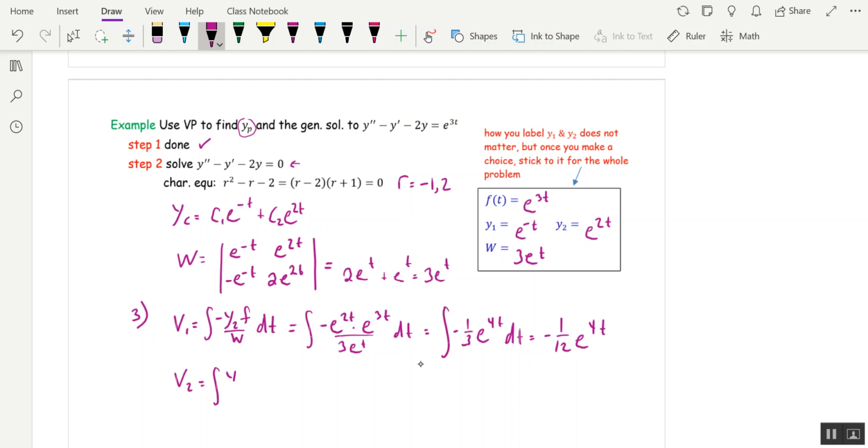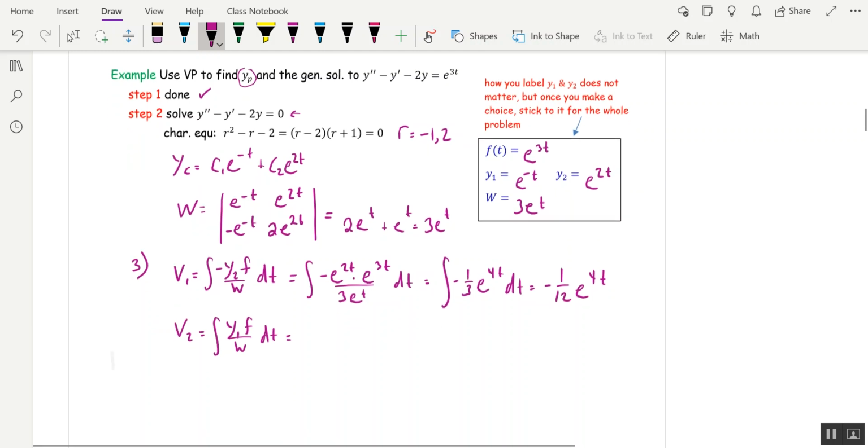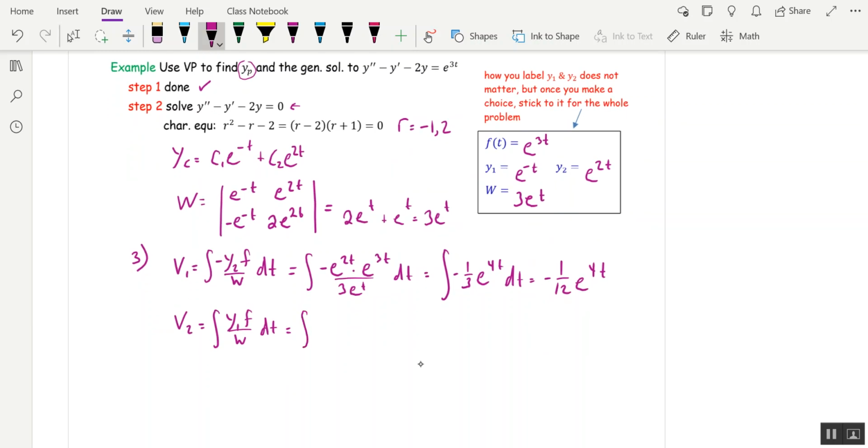v2 is the integral of y1 f over W dt. I suggest you write these formulas down each time you use them, and it just helps you to remember them. This is the integral of e to the negative t, e to the 3t over 3e to the t dt. So that's e to the 2t on top over e to the t gives me e to the t. So that's the integral of 1/3 e to the t dt, which is just 1/3 e to the t.